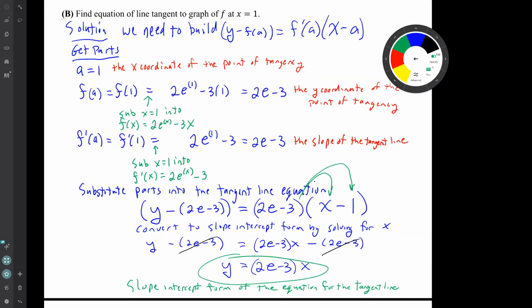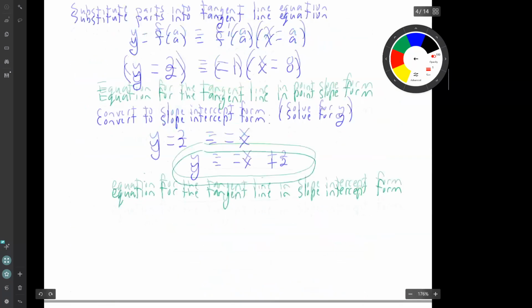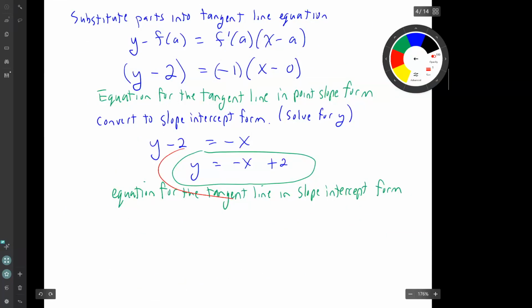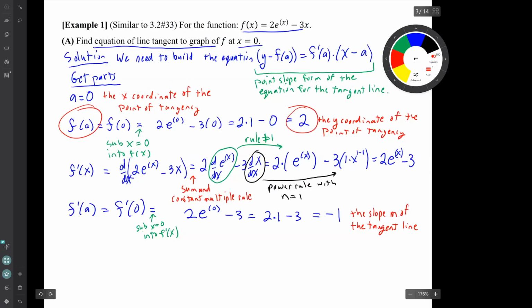Let's go on. Question C says to illustrate the results of A and B on this given graph of the function f of x. Well, let's go back up and look at our result. Question A was to find the equation for the line tangent to the graph of f at x equals 0. We found that that equation was this. So we have to draw the line that's tangent to the graph of f at x equals 0. Now notice that at x equals 0, the y-coordinate is 2. That makes sense. Remember when we were finding the equation for the tangent line, we found that as our f(a). F(a) was the number 2.